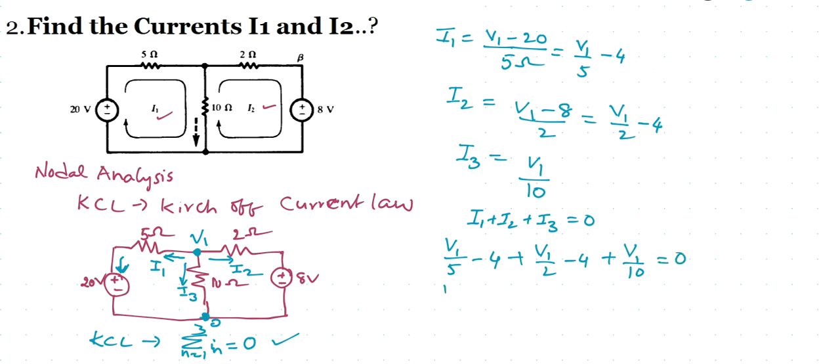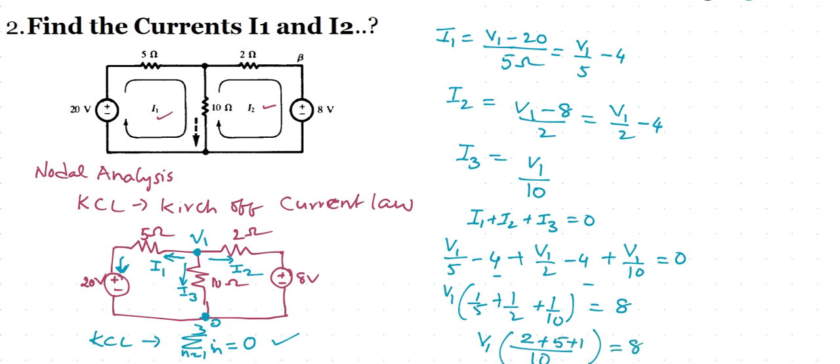If I take V1 as common, that is (1 by 5 plus 1 by 2 plus 1 by 10) equals, sending the minus 4 and minus 4 to the other side, plus 8. Taking the LCM as 10, this is (2 plus 5 plus 1) by 10, which equals 8. Therefore V1 becomes 8 into 10 by 8. The 8 gets cancelled, so V1 becomes 10 volts.